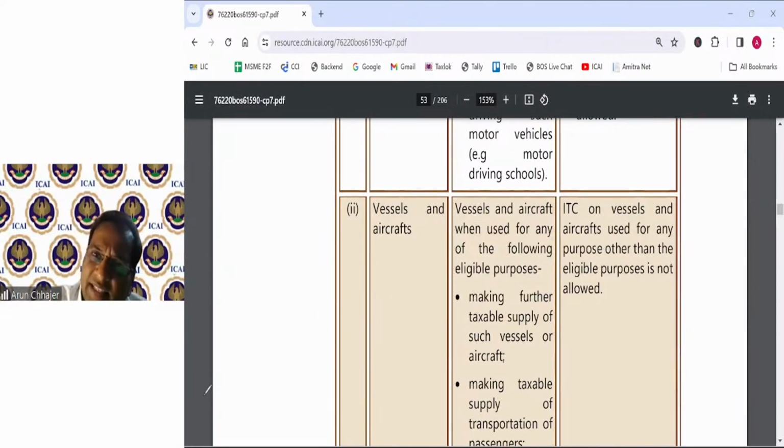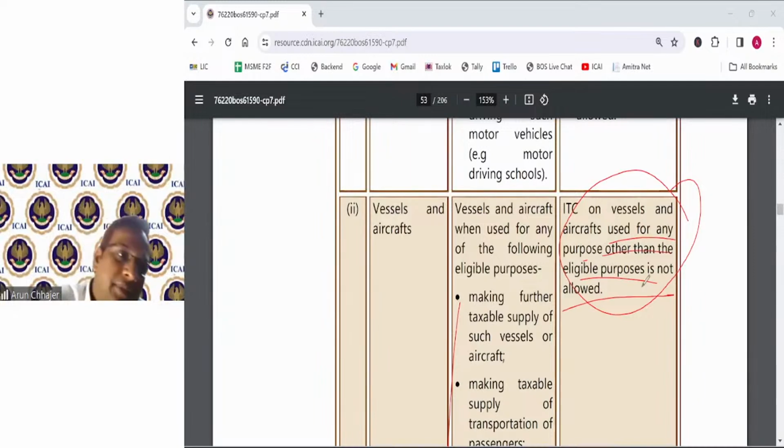Vessel and aircraft, same thing. If it is used for the eligible purpose, meaning further supply, imparting training in driving or flying the aircraft, etc., and transportation of passengers, and goods also is covered, ITC is allowed. ITC on the vessel and aircraft used for a purpose other than the eligible purpose is not allowed.